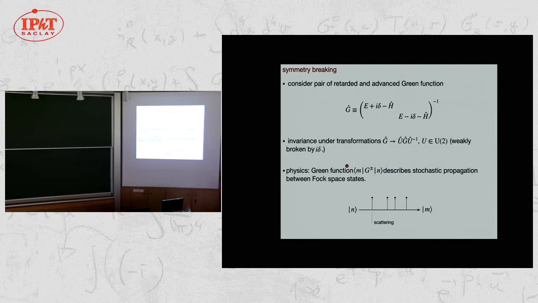Physically, what does the Green function describe? It describes propagation in Fock space. This is many-body. Yeah? In Fock space, between Fock space sites m and n. So it describes this kind of scattering. And here these little dashed lines indicate scattering off the SYK interaction Hamiltonian. Yeah? So it's ultra formal, you understand. There is nothing built in yet. It's just a bit of syntax.